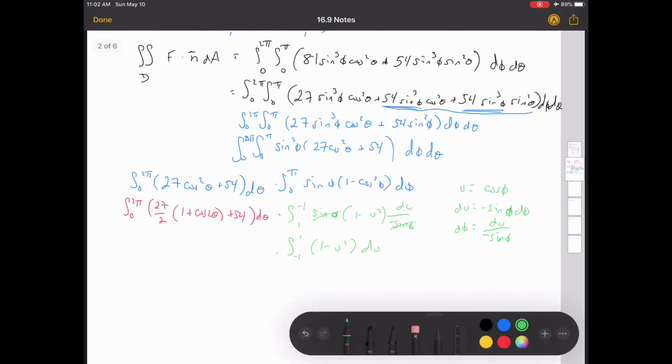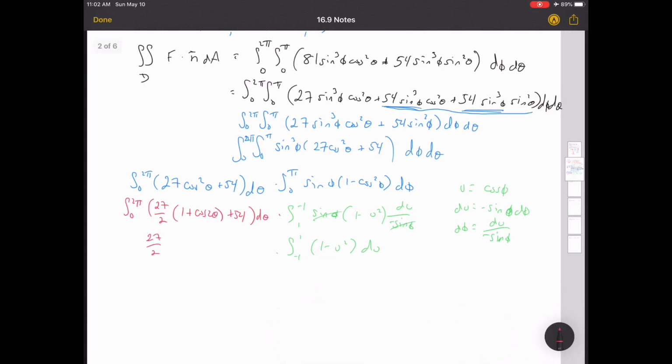Let's go ahead and simplify the one over here in the red just a little bit. Distributing the 27 halves, we're going to get 27 halves plus 27 halves cosine of 2 theta plus 54 d theta from 0 to 2 pi. Okay, I'm now ready to take antiderivatives in both cases here. So let's go ahead and do that.